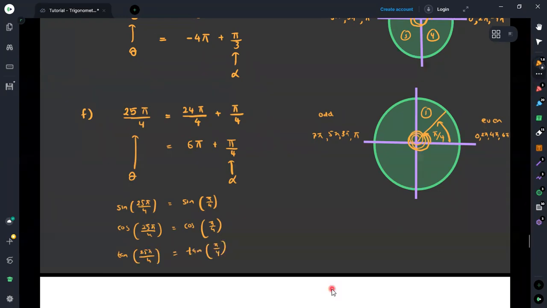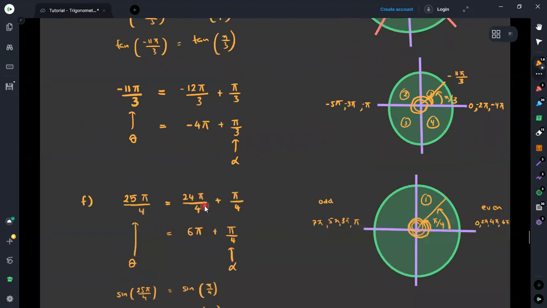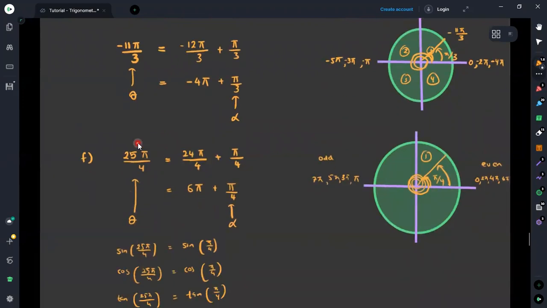Therefore, this is how we use the concepts of associated acute angles to get the sine, cosine, and tangent values from angles which are measured in this way, whether in the positive direction or the negative direction.